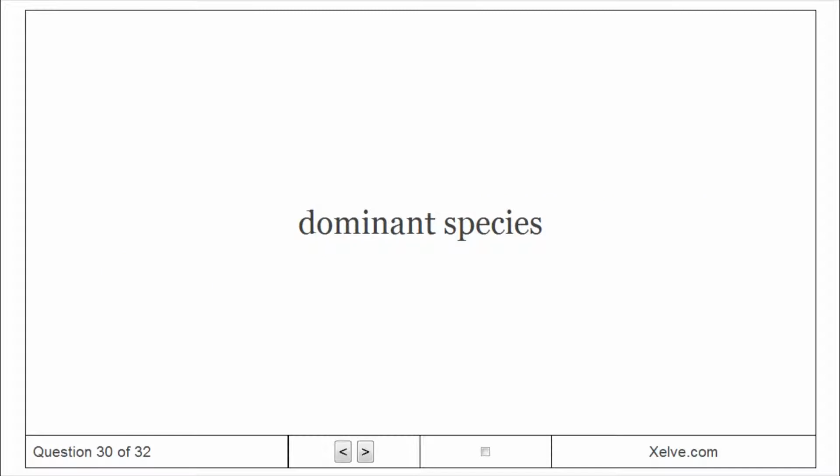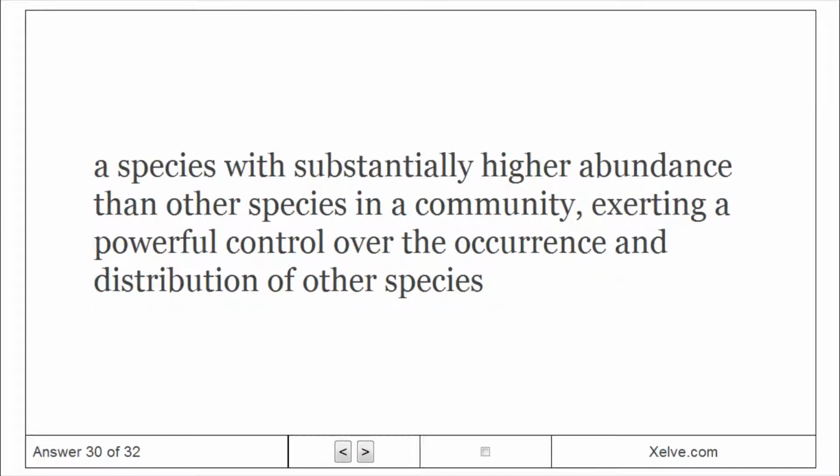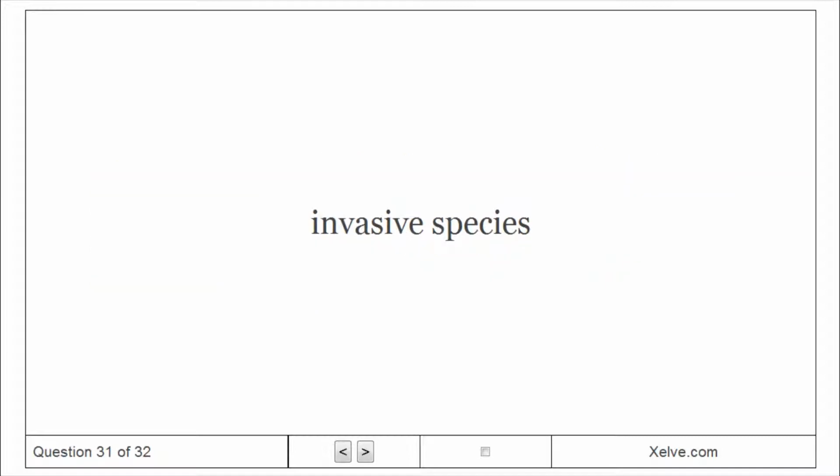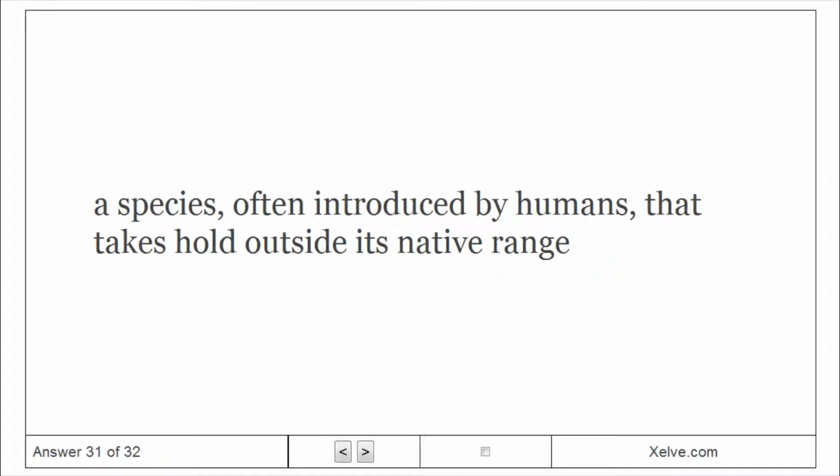Dominant species. A species with substantially higher abundance than other species in a community, exerting a powerful control over the occurrence and distribution of other species. Invasive species. A species, often introduced by humans, that takes hold outside its native range.